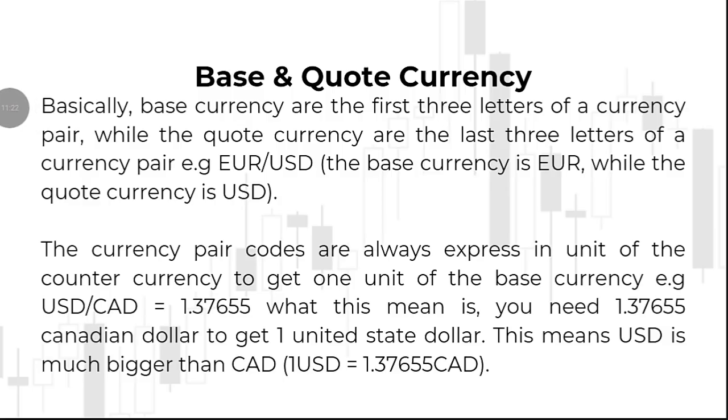So all you just have to know is that for every currency pair that you see, the base currency is the first 3 letters of that currency pair, while the quote currency is the last 3 letters of that currency pair. Let's use another example, NZDJPY. NZD is the base currency, while JPY is the quote currency. Okay, let's use another example, AUDUSD. AUD is the base currency, while USD is the quote currency, and so on and so forth. Okay, that's all about base and quote currency.